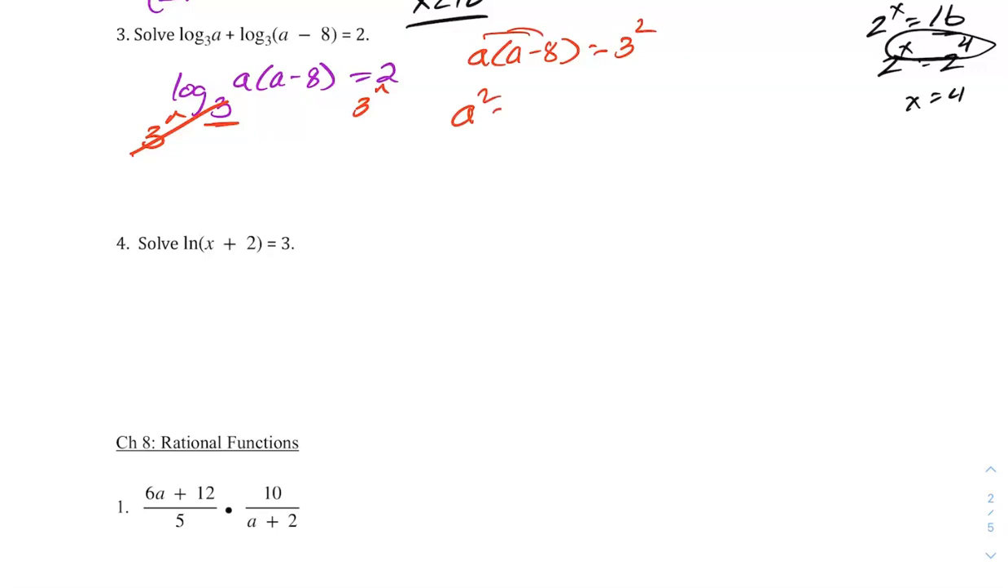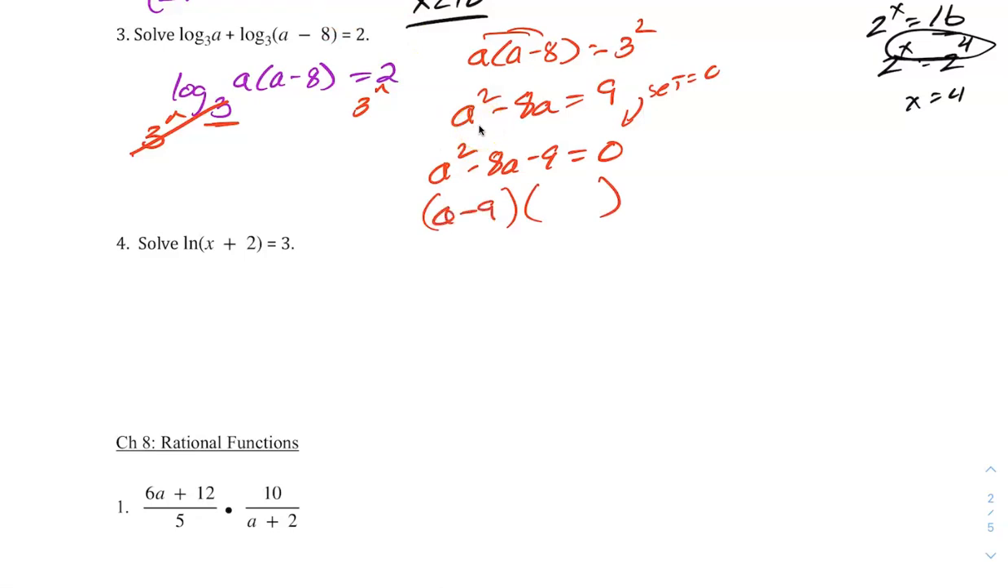Distribute: a squared minus 8a equals 9. Set equal to 0. a squared minus 8a minus 9 equals 0. Then we want to factor. Two things that multiply to get negative 9 but add to get negative 8 would be a minus 9 and a plus 1.